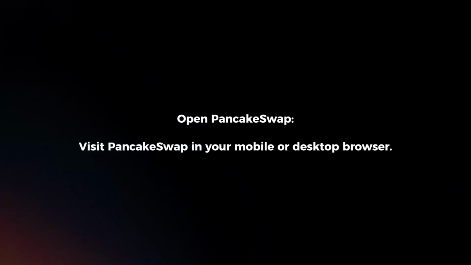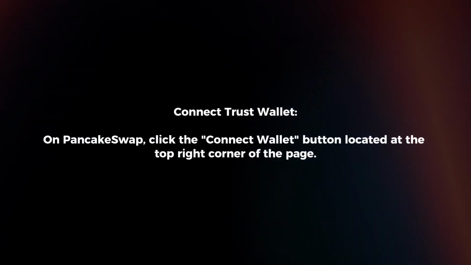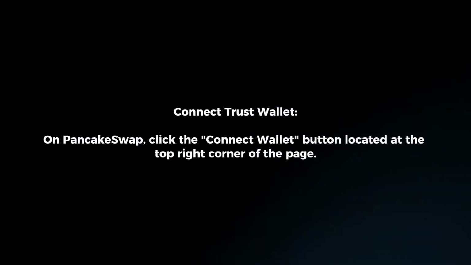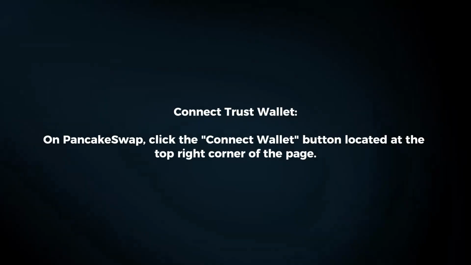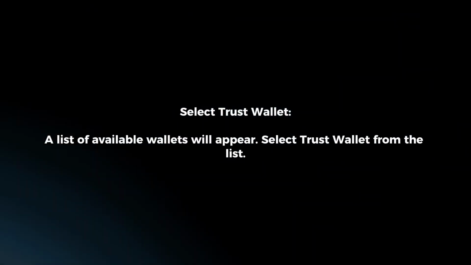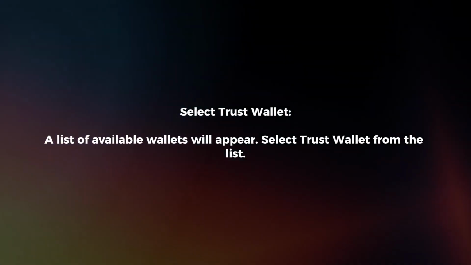Open PancakeSwap. Visit PancakeSwap in your mobile or desktop browser. Connect Trust Wallet. On PancakeSwap, click the Connect Wallet button located at the top right corner of the page. Select Trust Wallet. A list of available wallets will appear. Select Trust Wallet from the list.